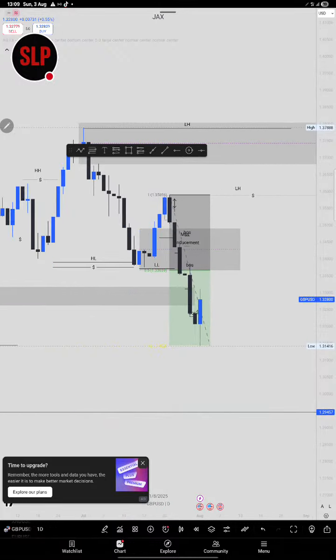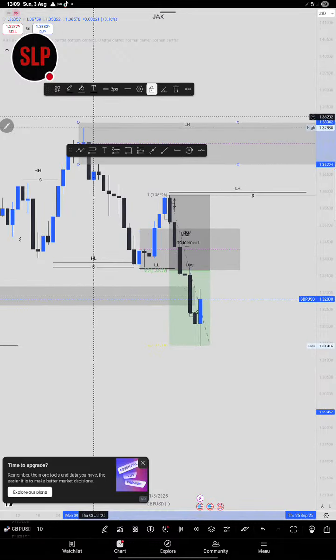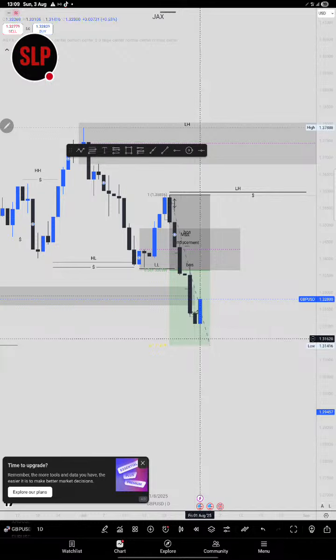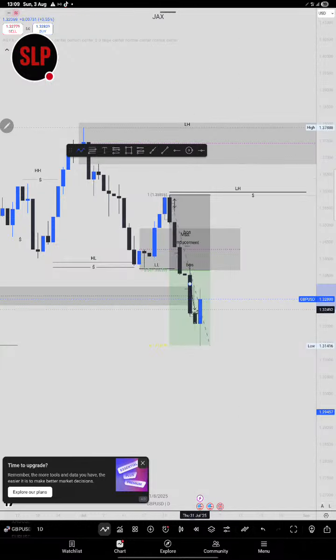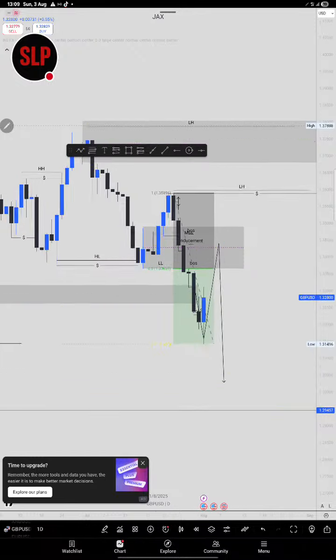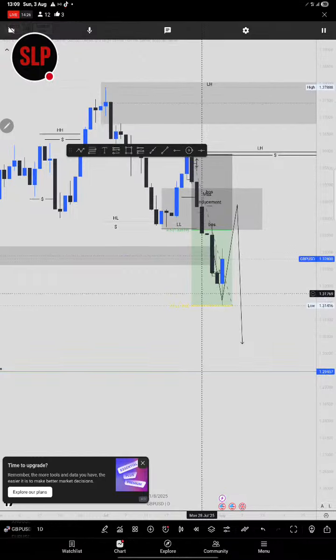Although I'm expecting this extreme POI to mitigate, I know that I'll be selling in the premium zone once price reaches there. I might look for buy entries here to take it to this zone. But once I get to this zone, if I see a shift in structure on the 1 hour or so, then I'll be taking a sell down here. That's what I'll be doing next week.